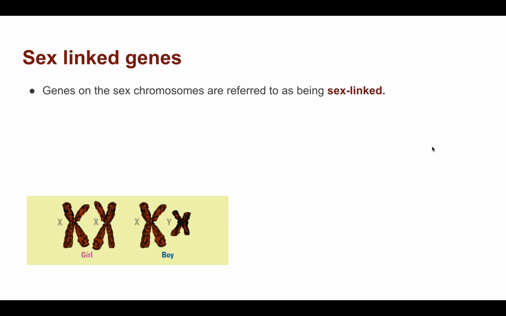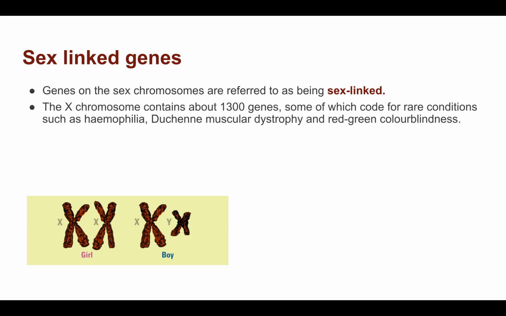We look at this in a lot more detail when we come to inheritance, but sex-linked genes is the term referring to the genes that are carried on the sex chromosomes, on the X or on the Y. It's just linkage, but linkage on the sex chromosomes. It's significant because the X chromosome's got a lot of genes, but it also carries some for rare medical conditions such as haemophilia, muscular dystrophy, and red-green colour blindness.